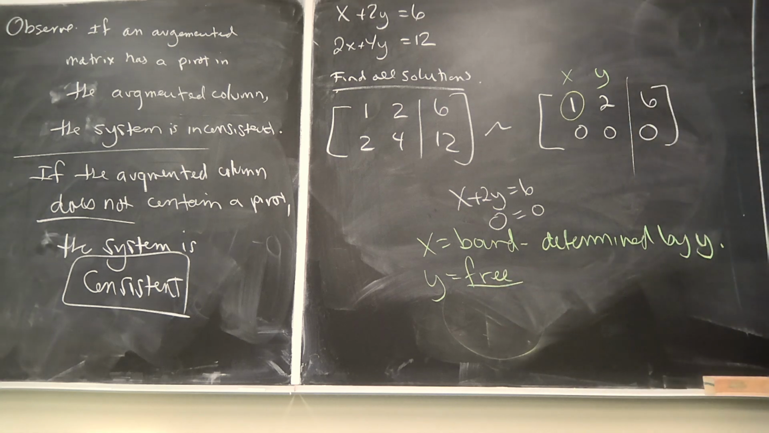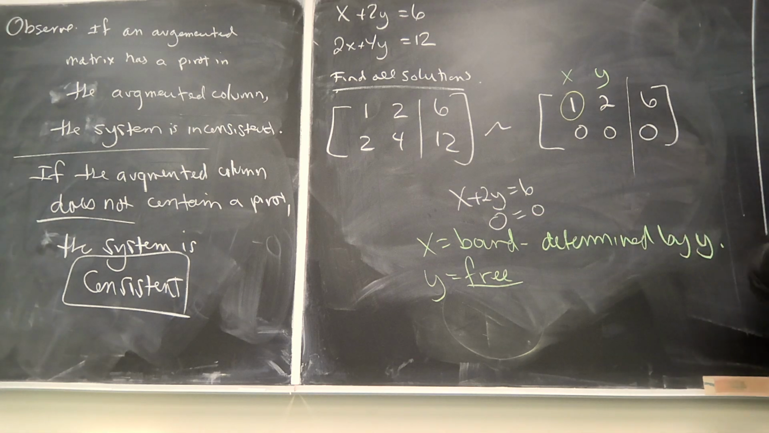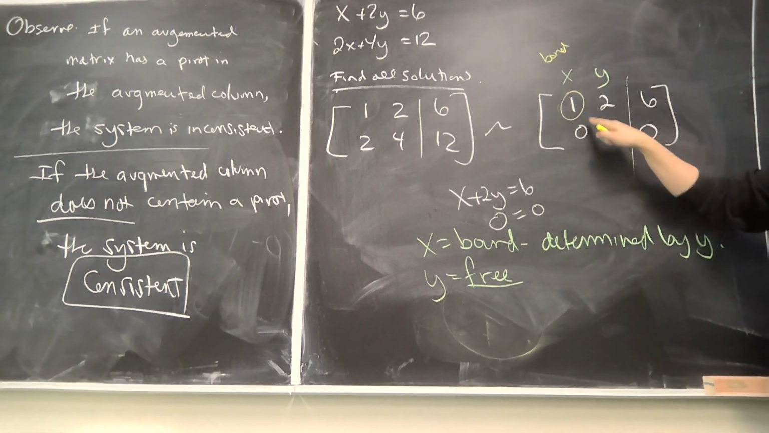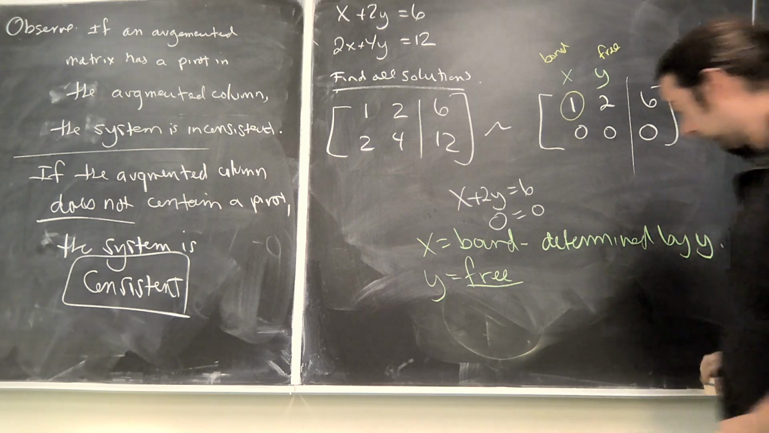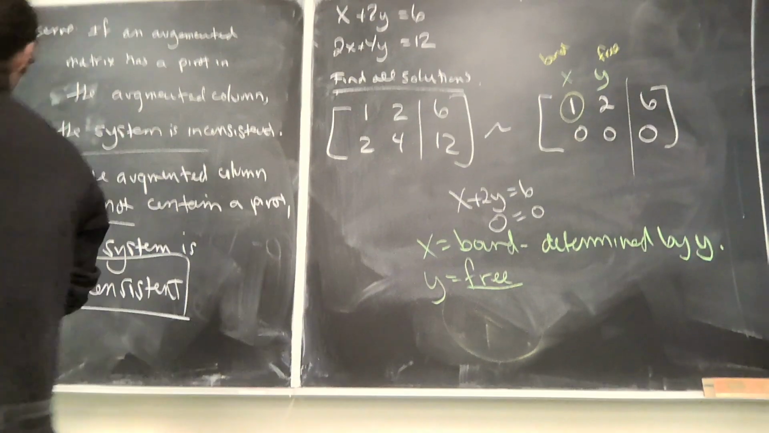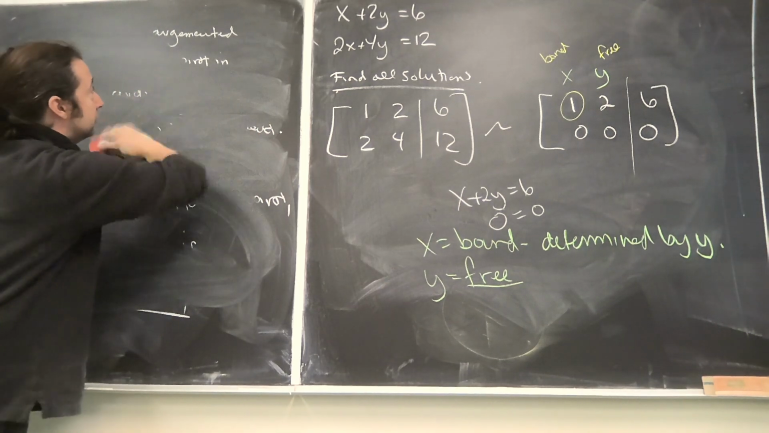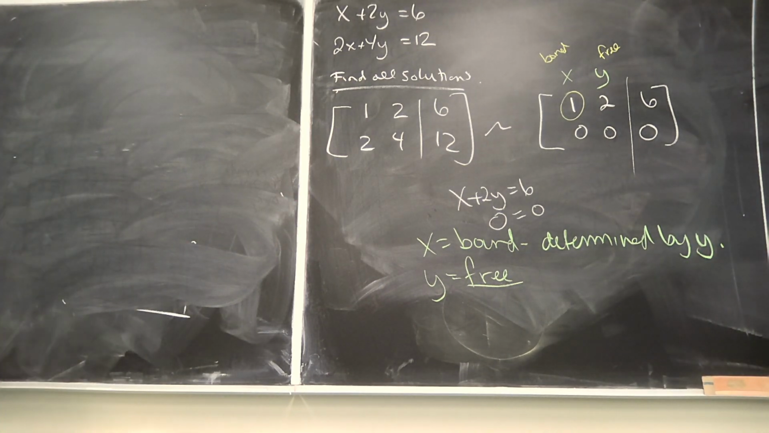It's a free choice. You can pick any y you want, and I can tell you the x that goes with it. So the convention that we use in linear algebra is pivots are bound, and columns that do not have a pivot are free. If I was going to characterize the solution set to that system of equations, which is not a very interesting set of solutions, I would write the following down.